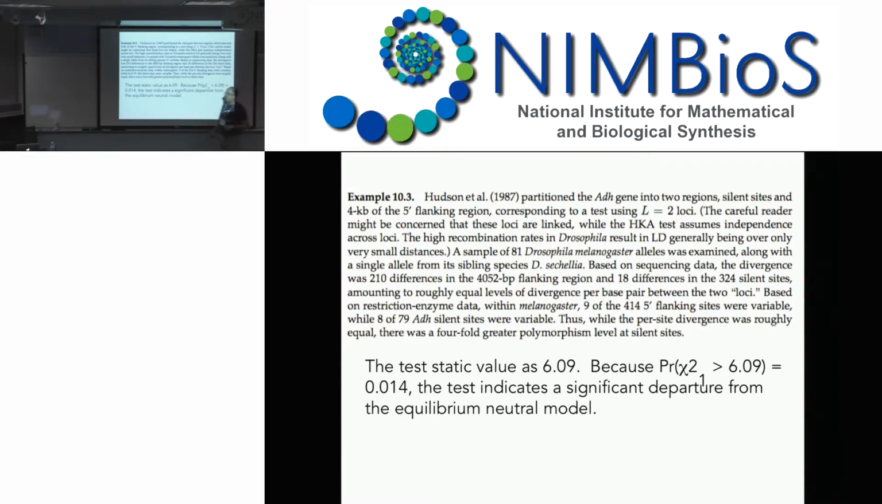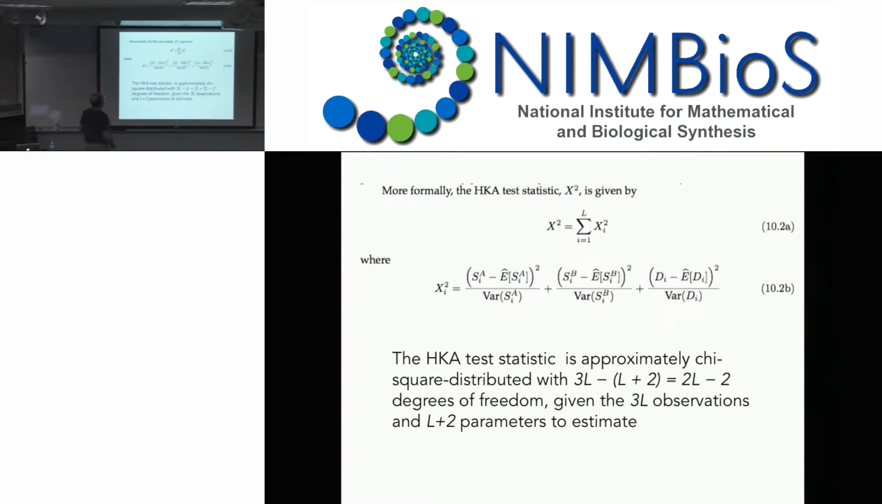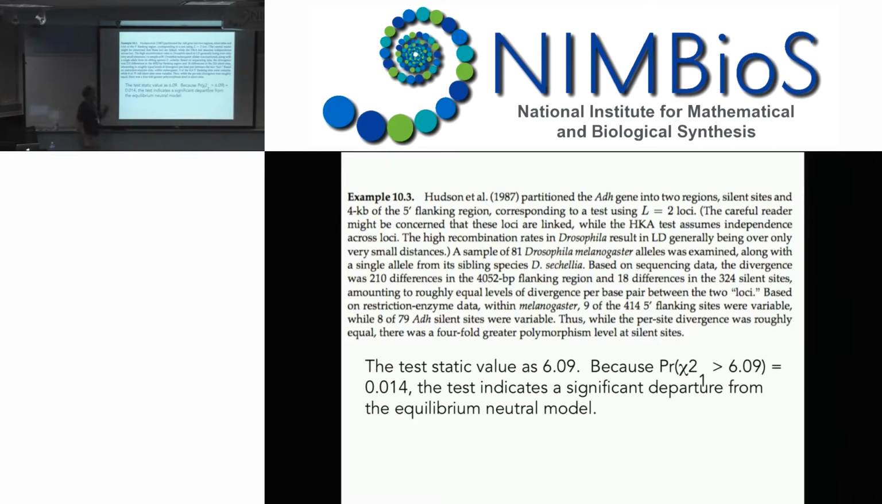Yeah, question. Part of the reason is we don't have polymorphism data for Seychellia, so we've adjusted that way. Yeah, good point. Good catch.